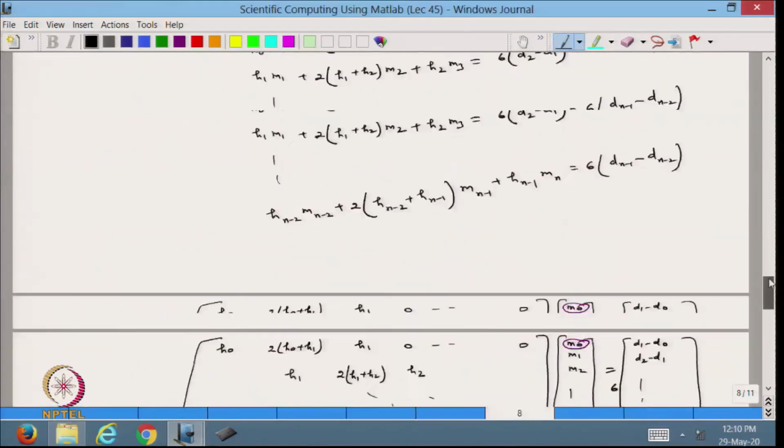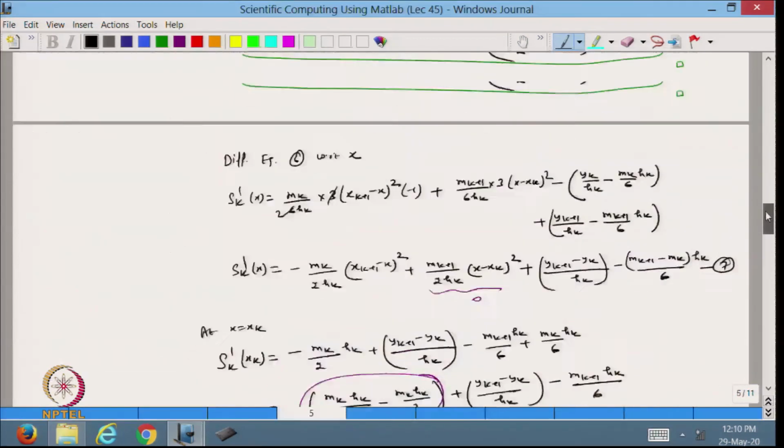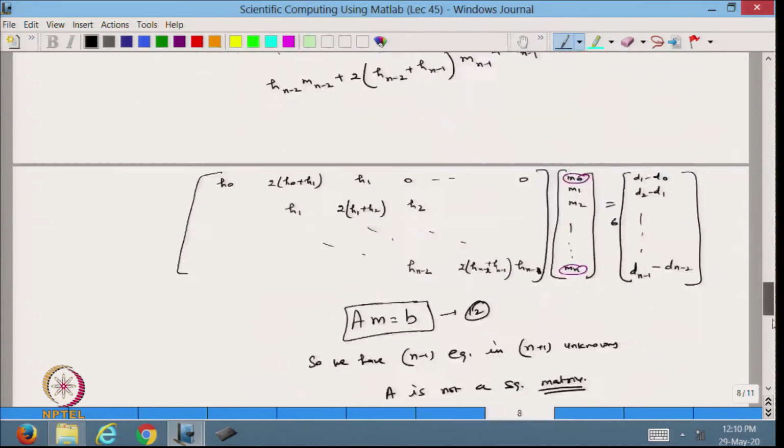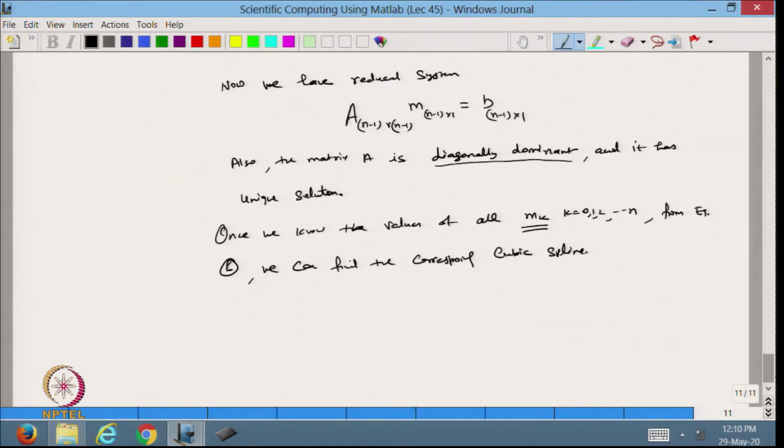So, from the expression 6 I just substitute the values, and hk is known to us, the only thing that we needed to find was mk. So, that is known to us now. So, I will substitute the value and get this cubic spline into place. So, we will get the corresponding cubic spline function. So, this is all about how we can express the cubic spline.